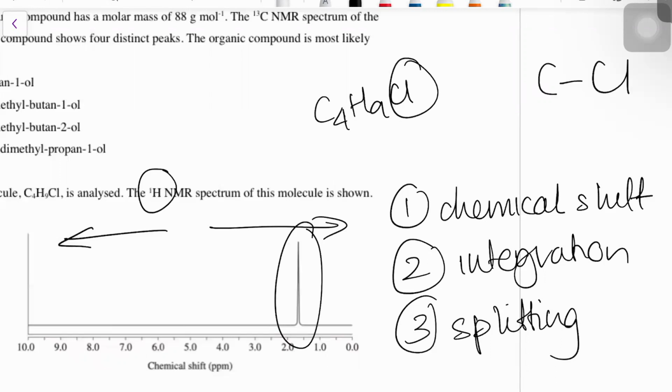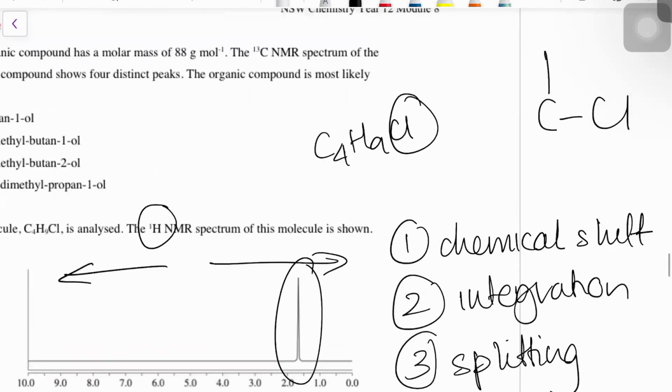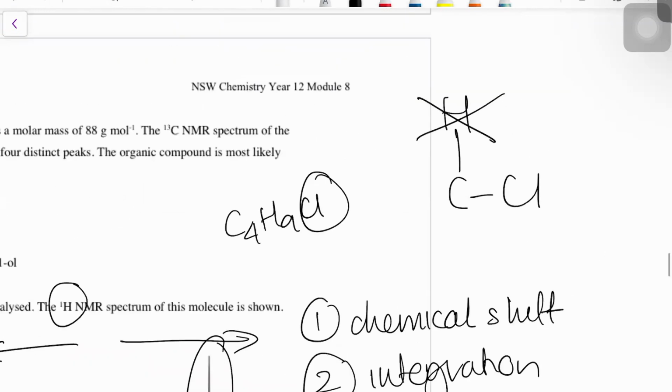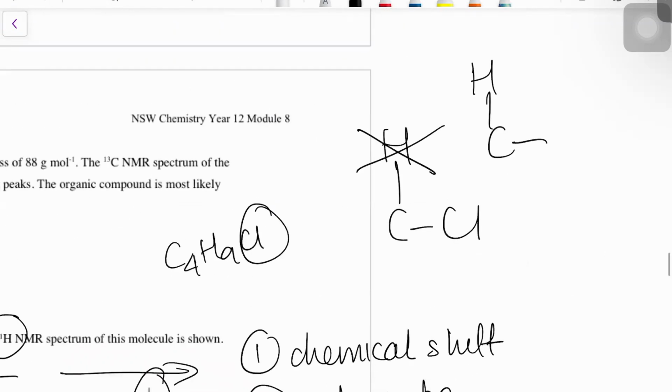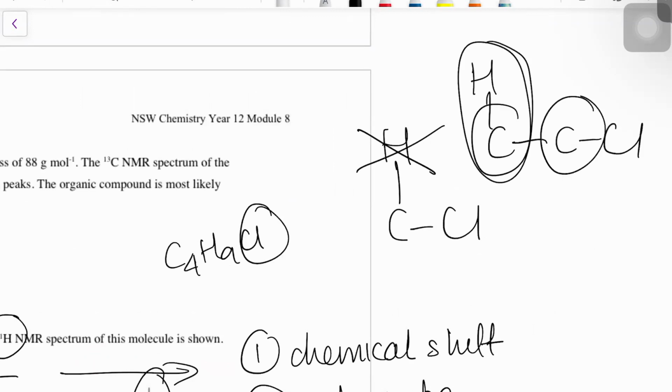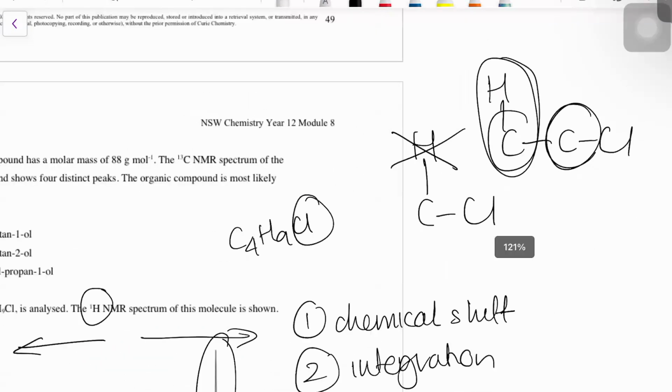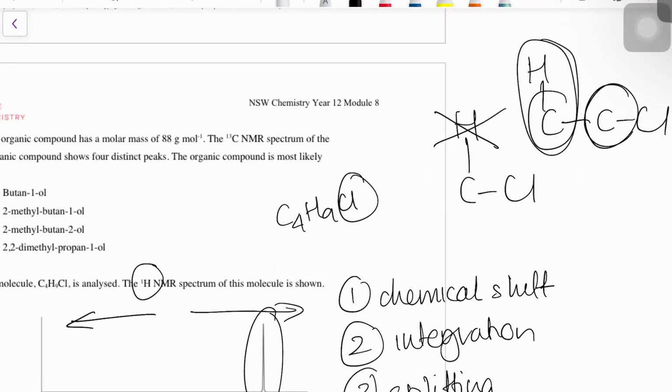So this is your carbon chlorine. You probably won't see this because the signal's so upfield. It's probably going to be something like this. This is the carbon containing my hydrogen. There's one other carbon separating the hydrogen from the chlorine. Yeah, that could be the situation. Okay, so that's chemical shift done.